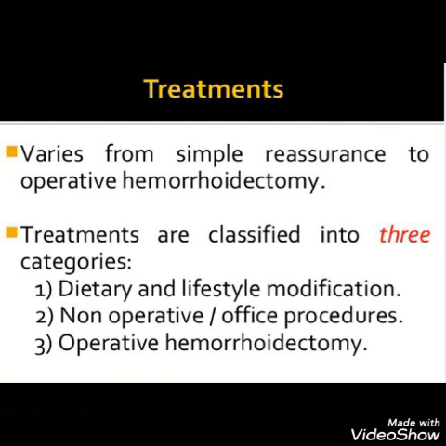Treatment of hemorrhoids includes everything from simple reassurance to operative hemorrhoidectomy. Treatment is classified into three categories. First is dietary and lifestyle modification. Second is non-operative or office procedures. Third is operative hemorrhoidectomy. If a prolapse outside presents with pain in the perianal region, piles gripped by the internal sphincter result in venous congestion and edema.